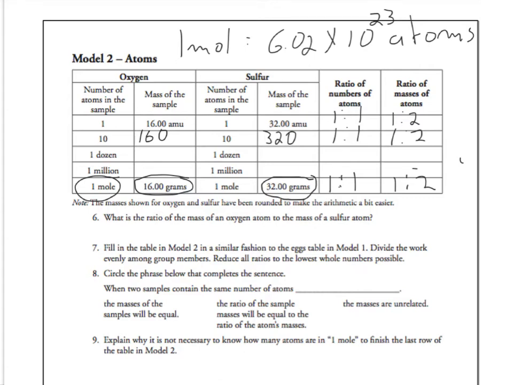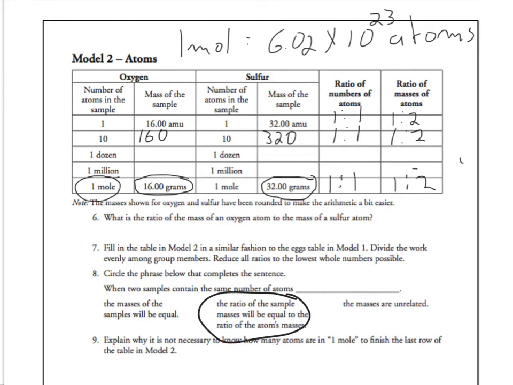And then the other thing that you need to know is just the definition of a mole is 6.02 times 10 to the 23rd of anything, but in this case atoms. So down here, this is basically a summary of what I was just saying.